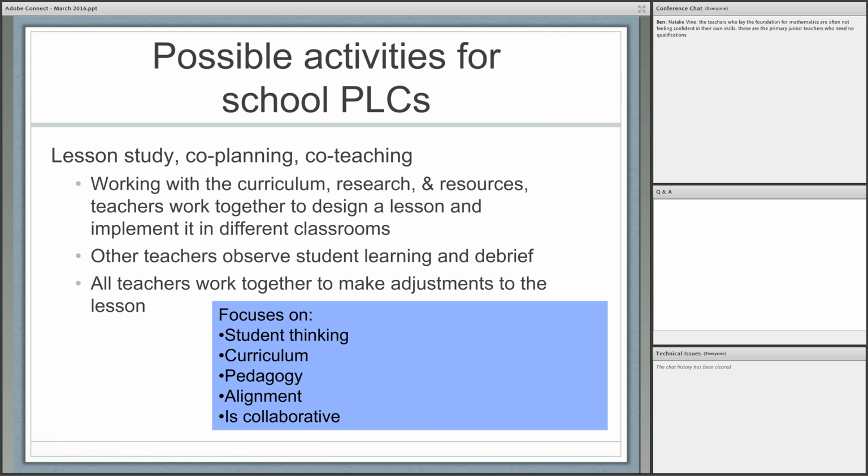Another PLC that many of you mentioned you've been doing is a lesson study, or some of you mentioned that you were doing co-planning and co-teaching. So what does that really look like? It's really working with the curriculum, and I encourage people to also work with research and resources. To me, a lesson study should not just be looking at the curriculum and using our own experiences. I think it's an opportunity to reach out.